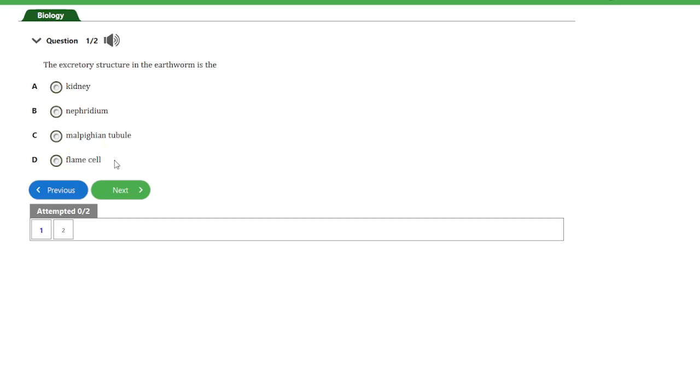So here we have the first question, which says the excretory structure in the earthworm is the A, kidney, B, nephridium, C, Malpighian tubule, D, flame cell. So guys, the answer to this question is option B, and that's the nephridium. The excretory structure of the earthworm is nephridium.